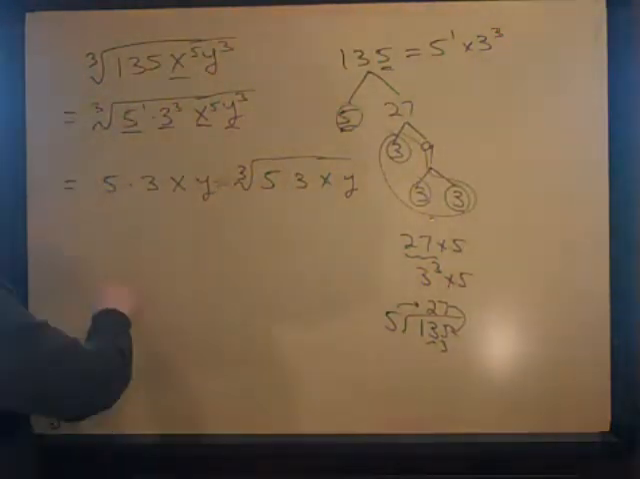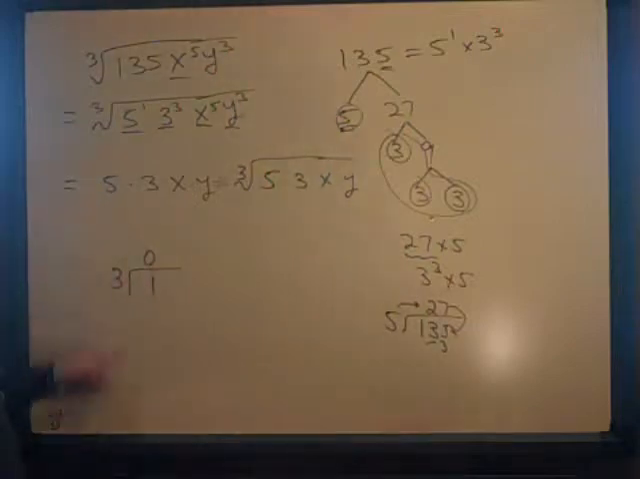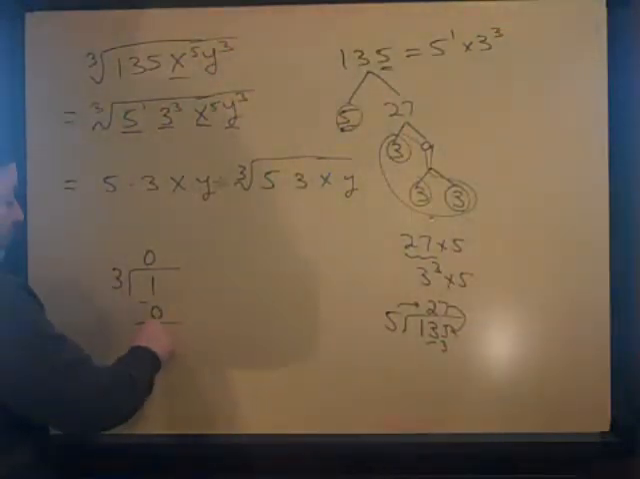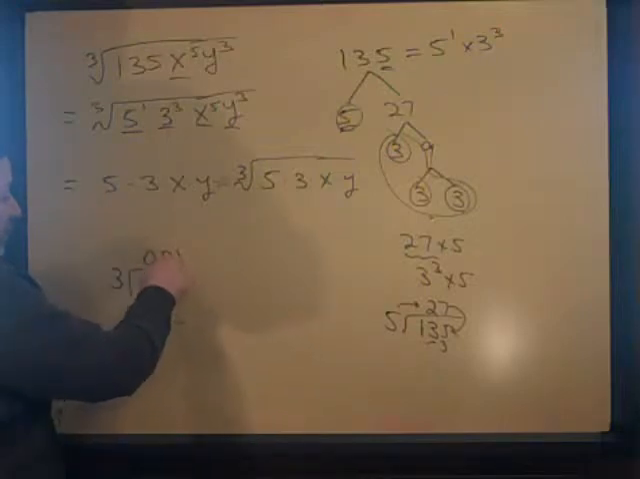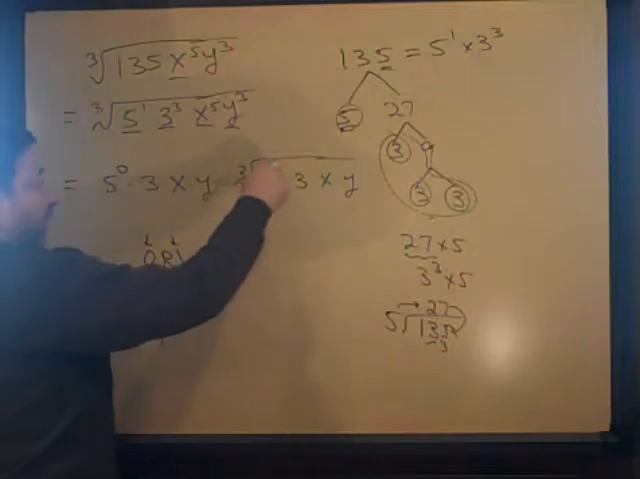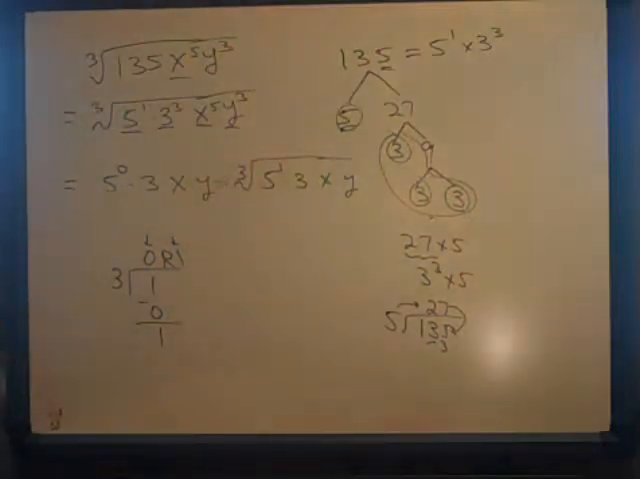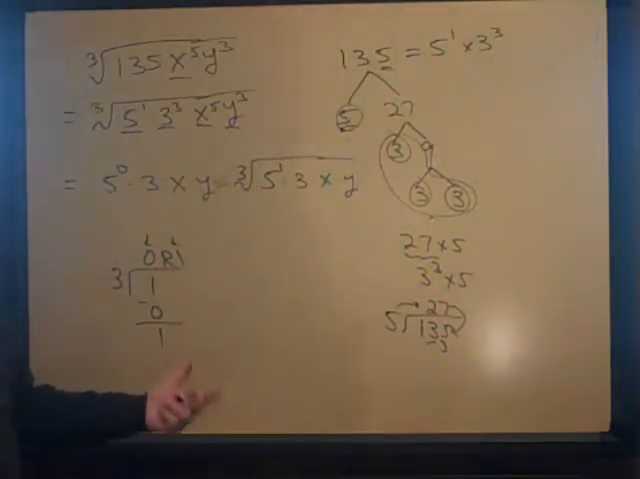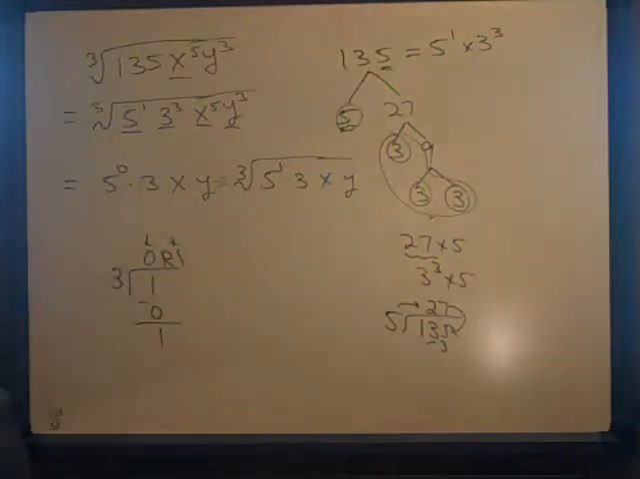3 into 1 goes 0 times. 0 times 3 is 0. You subtract, you get the remainder: 0, remainder 1. The 0 goes here, and the remainder goes under the radical. The 1 came from the 5. Notice where I put the 0 and the 1. I put them by the powers of 5, by the base 5.